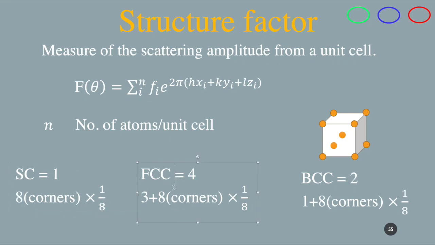For FCC you have 6 faces of the cube, so 6 atoms shared between 2 unit cells, so it is 6 divided by 2, which is 3, and 8 divided by 8 is 1, so you have 4 atoms per unit cell. For BCC you have obviously two. One is inside here, and the other ones are shared between eight different unit cells, so BCC has 2. So we know what this is.